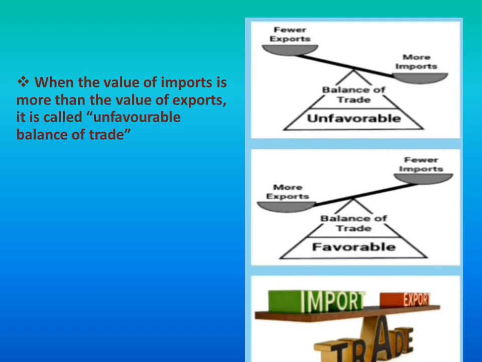In this unfavorable balance of trade, the value of imports is more than the value of exports. So this unfavorable balance of trade is also called as trade deficit. So you can also call this unfavorable balance of trade as trade deficit. So let's see the second type of trade.